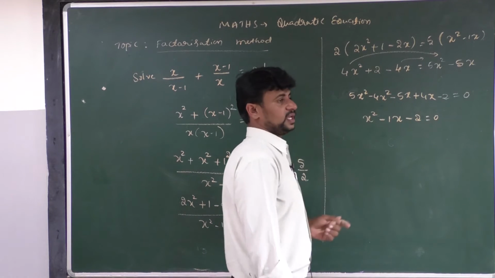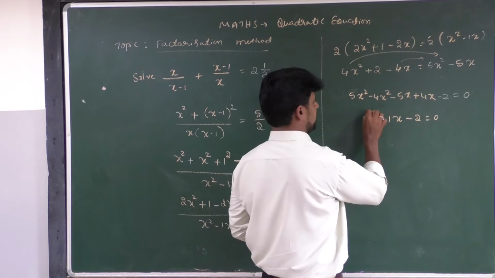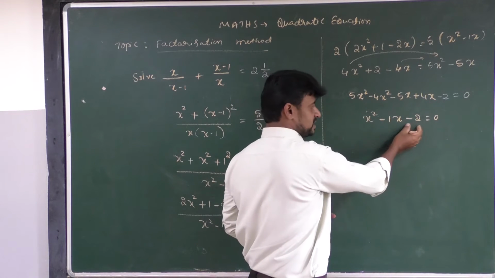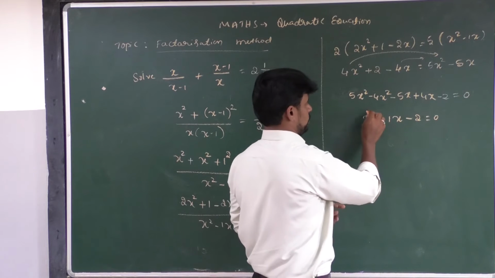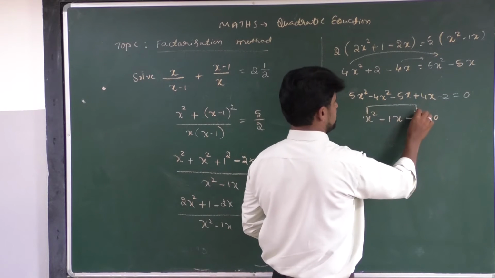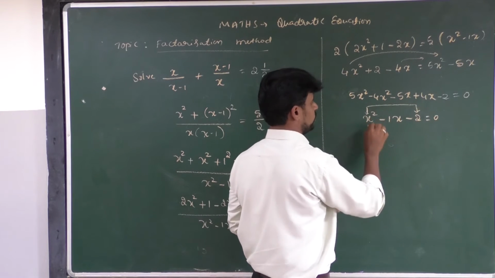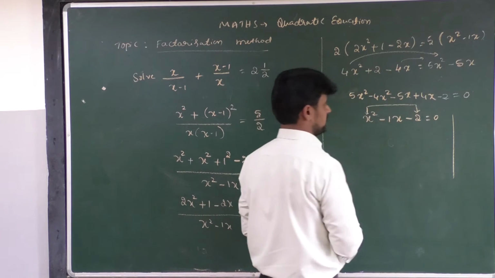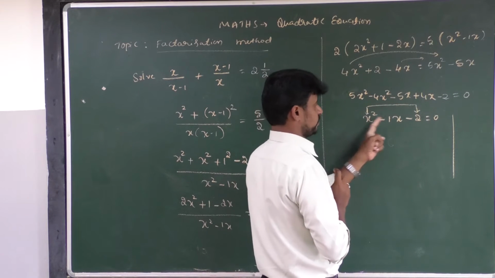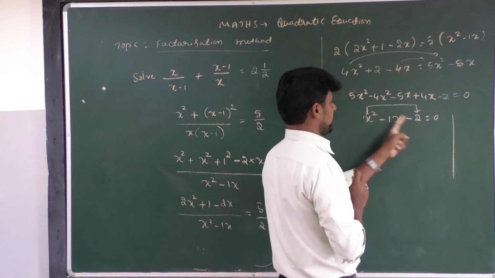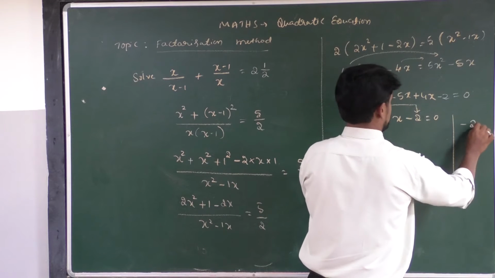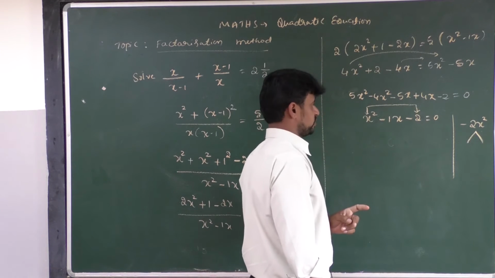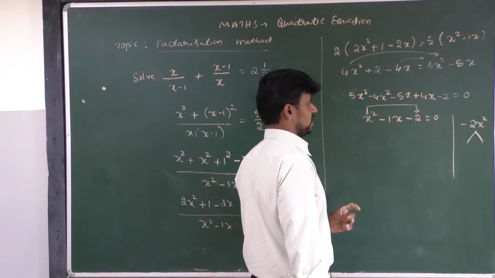Okay, next step is factorization. How to do the factorization? Now this is in the form of ax square plus bx plus c is equal to 0. How can you do the factorization? As you know, you have to multiply the first term and the last number. Here we have plus x square, here we have minus 2. Minus 2 into x square is minus 2x square. In which table will minus 2x square come? 3 1s or 2 1s?